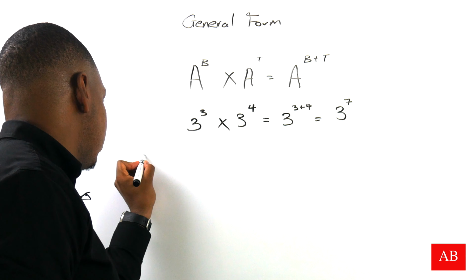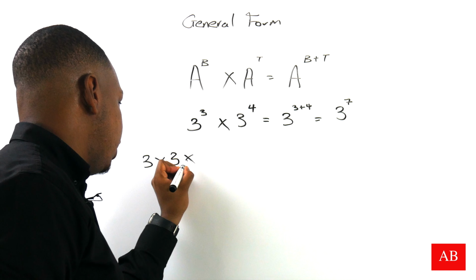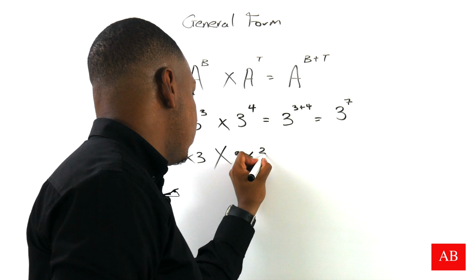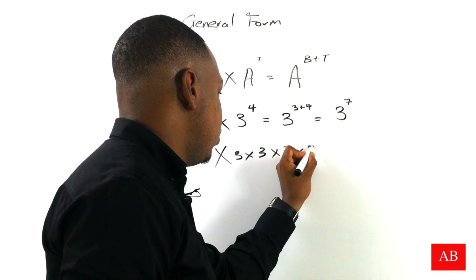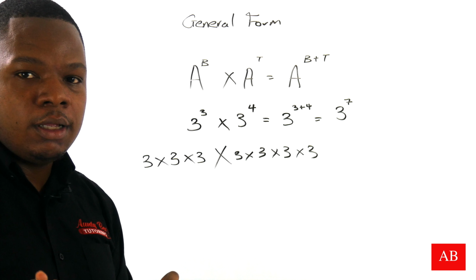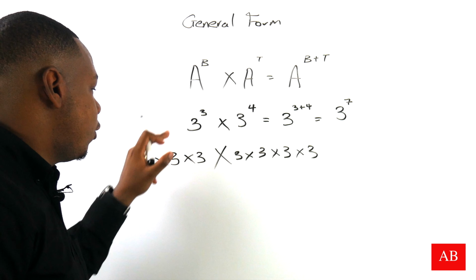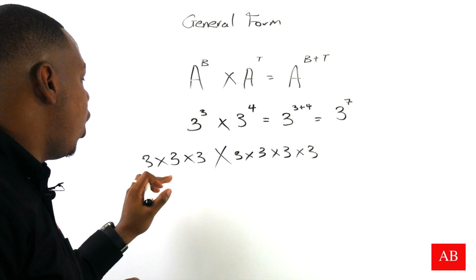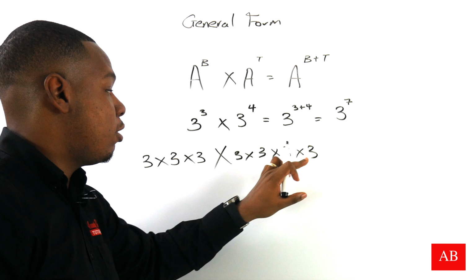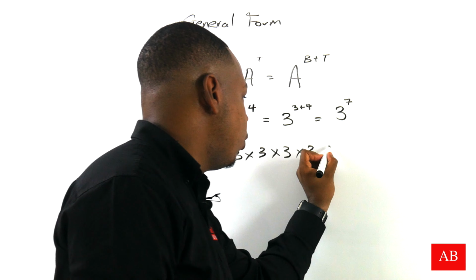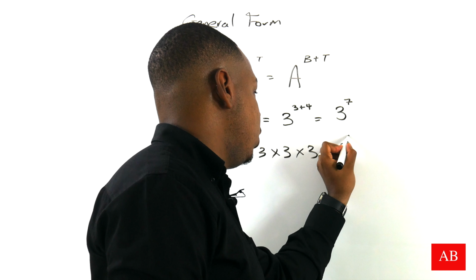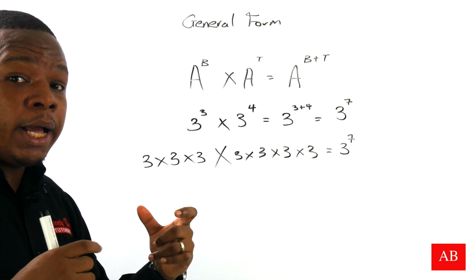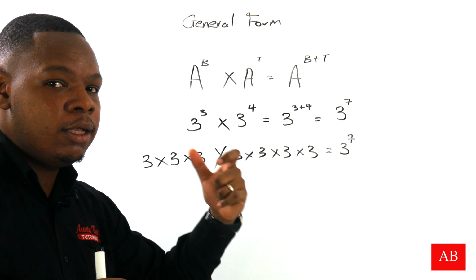Let's just try to make sense of it. 3 to the 3 is 3 times 3 times 3. 3 to the 4 is 3 times 3 times 3 times 3. Am I right? I think so. Now we know that 3 to the 3 is 3 times 3 times 3, and we know that 3 to the 4 is this. If we count all of them, 1, 2, 3, 4, 5, 6, 7, we have 7 3s, which is why we know that this is equal to 3 to the 7. Make sense? So law 1, when we are multiplying indices with the same base, we add the powers.